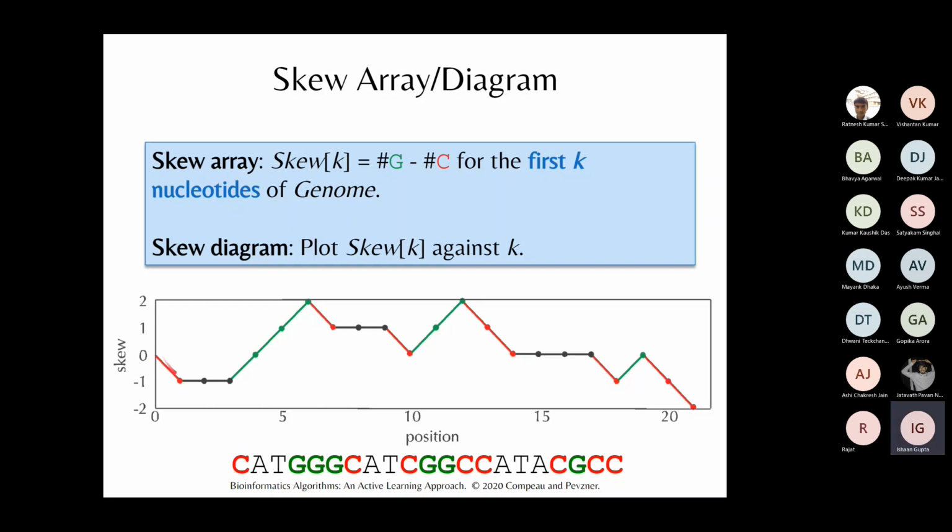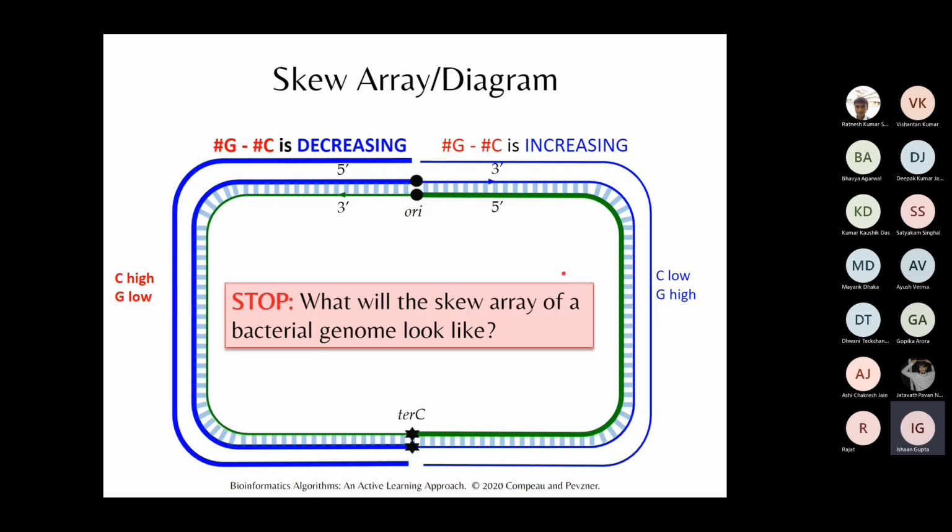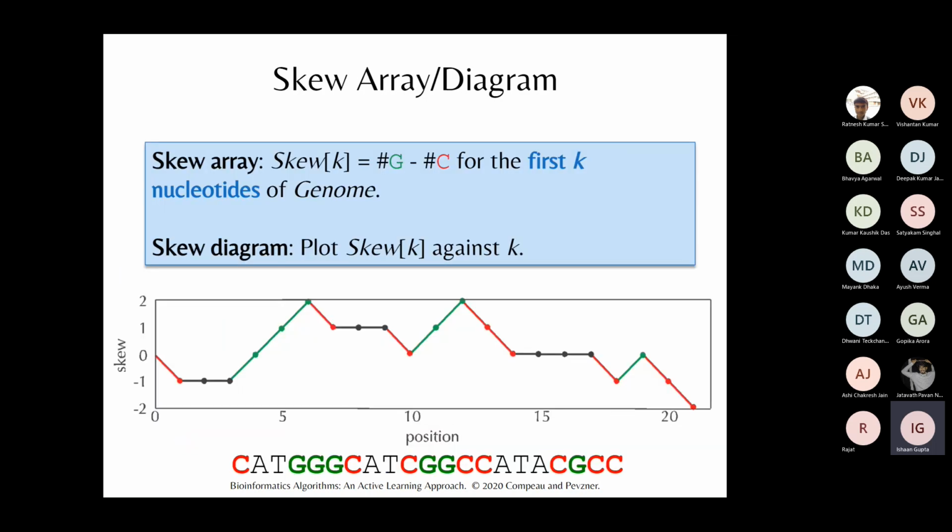So if you are having skew till 5, that means if this is the plot shown here. At the first location, G minus C is going to be minus 1. Then for the first 2, it's still going to be minus 1. First 3. Then a G comes, so it increases. Then another G comes, it increases, increases, increases, right? So that's how a skew diagram is essentially made. So now if I were to ask you to write code to calculate the skew diagram, I hope you can do that.